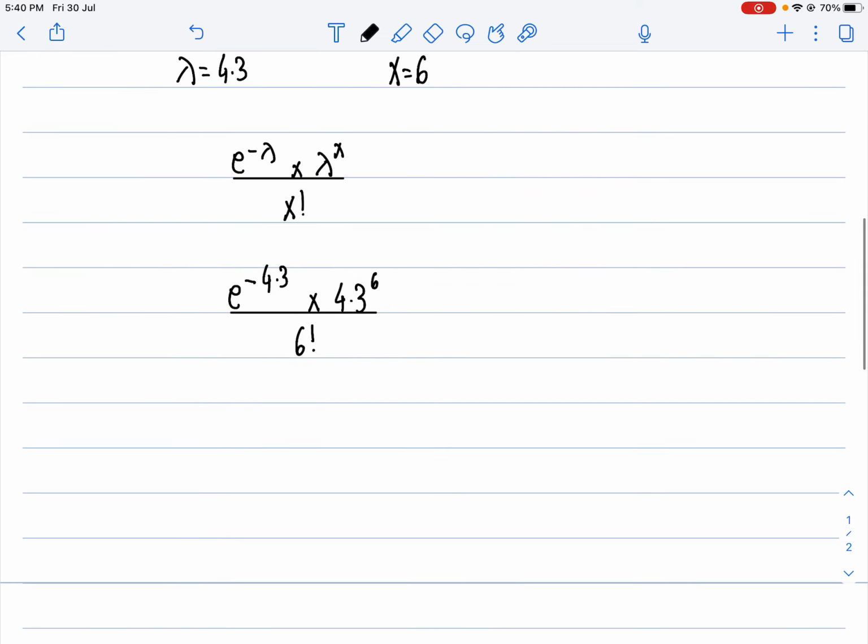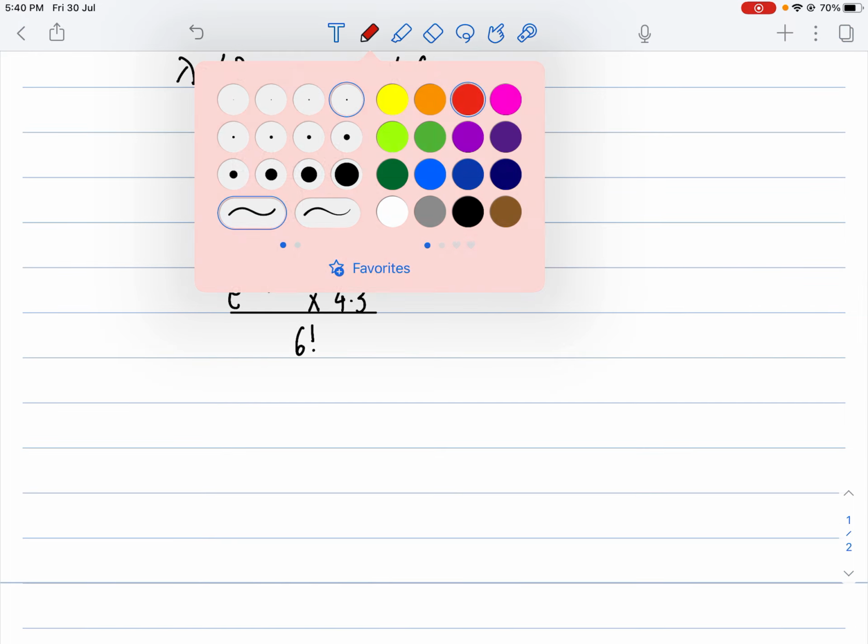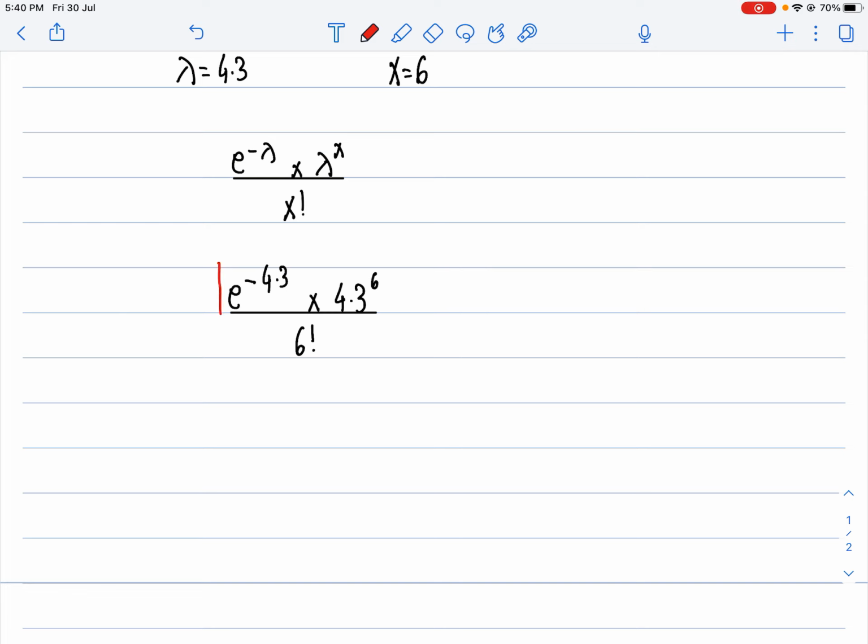I can write this on the calculator. Just in case you don't know how to write something like e raised to minus 4.3: on the calculator, you click on shift, then you click on the ln button. When you click shift ln, you will get e raised to a box, and in the box you can simply put minus 4.3.